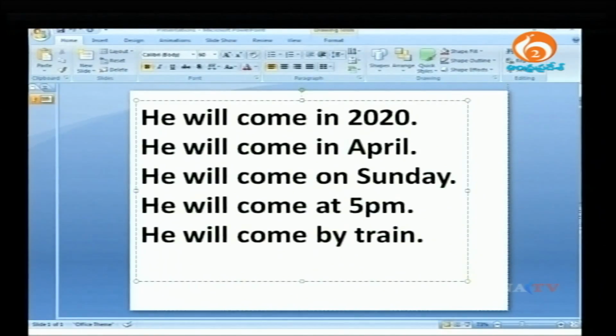He will come by train. So here I'll use by. So as and when this aspect changes as to when it's happening, you need to ensure that the preposition also changes. Clear? All right, let's move on.